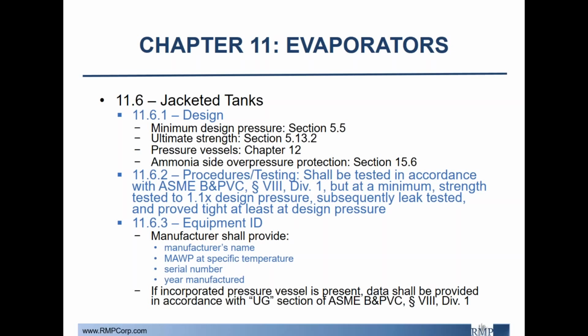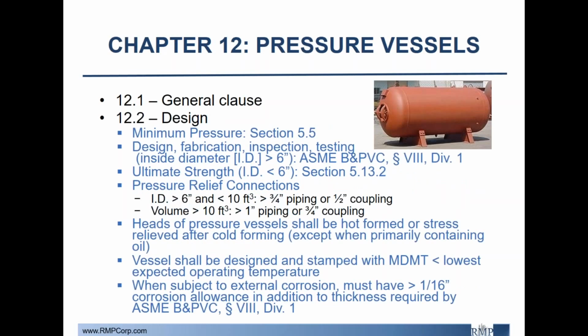Again, the procedures and testing are in accordance with the ASME code or those minimum design requirements. So it's giving you a more conservative and less conservative view of what's required. And the equipment ID provided by the manufacturer includes the manufacturer name, of course, the maximum allowable working pressure, serial number, and year manufactured. Part of that is that this will all be in accordance with the UG section of the ASME code. And with that, move on to pressure vessels with Sara.